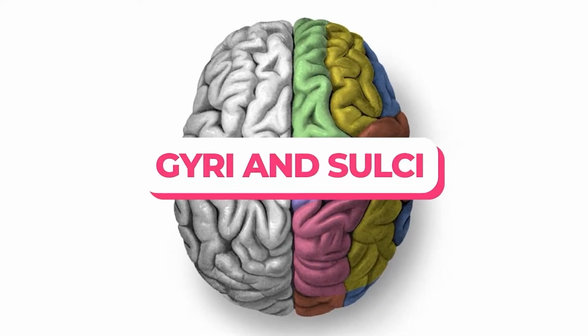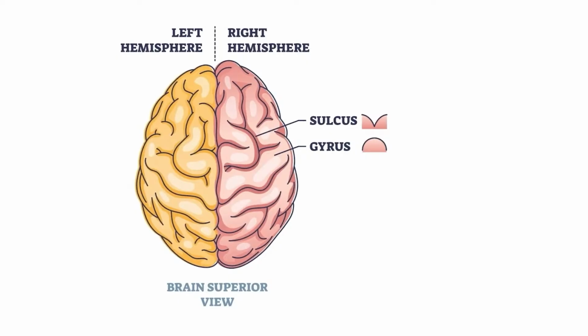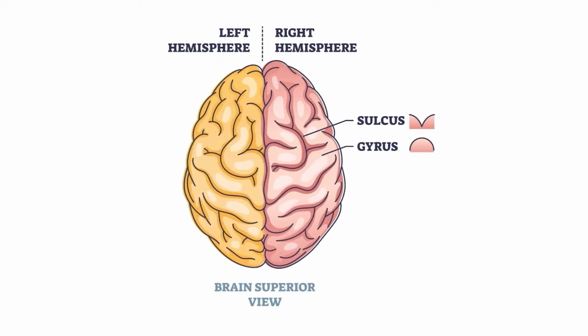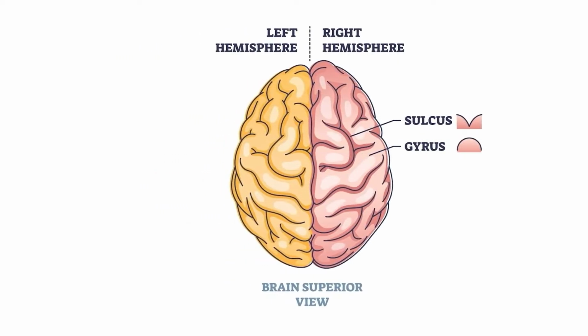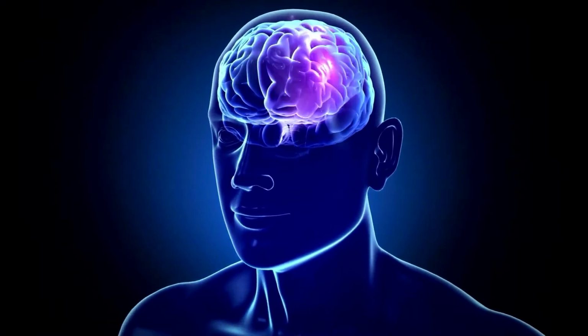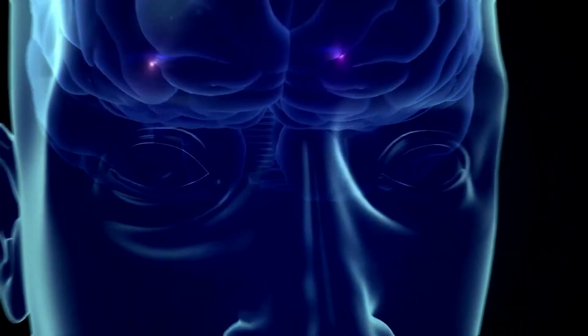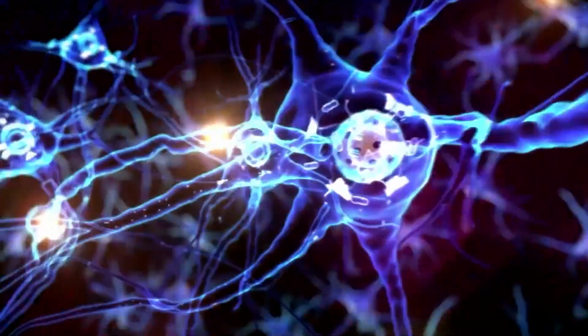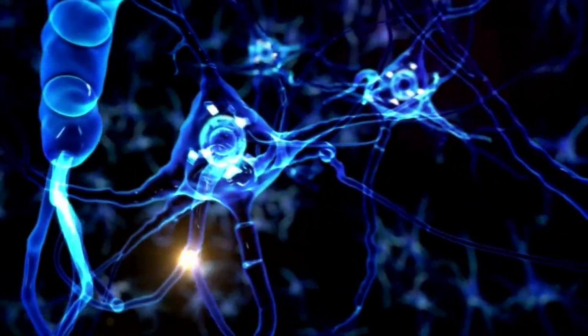Gyri and sulci. The surface of the cerebrum is highly convoluted, consisting of ridges, gyri, and grooves, sulci. These convolutions increase the surface area of the cerebrum, allowing more neurons to fit in and enhancing cognitive abilities.